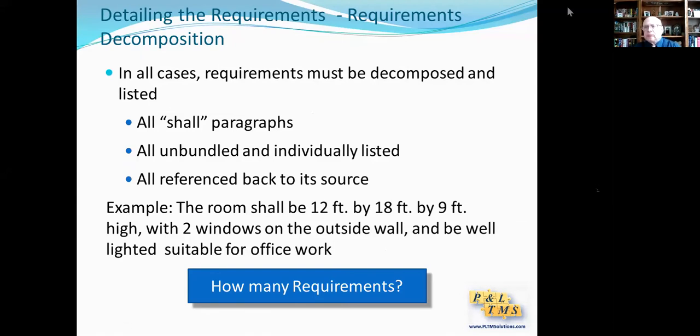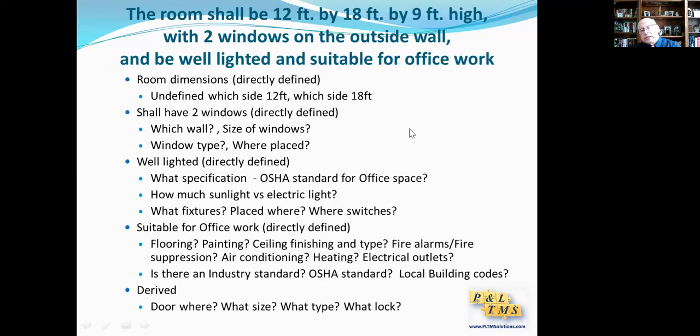But let's take a very simple requirement. The room shall be 12 feet by 18 feet by 9 feet high with 2 windows, an outside wall. It will be well lit and suitable for all office work. So how many requirements do we have for something like this? Well, the room dimensions were directly defined, and you're going to have 2 windows. That's defined, but which wall, size of window, type, where placed, not defined. Well lit, that's directly defined, but to what specification? Is it OSHA? Is it office space? What fixtures, where placed, where are the switches? Suitable for office work? Well, flooring, painting, ceiling, finishing type, fire alarms, fire suppression, air conditioning, all sorts of things that go into this entity.